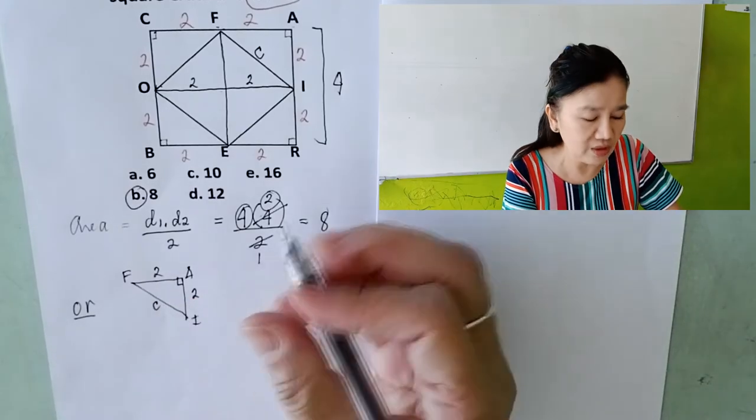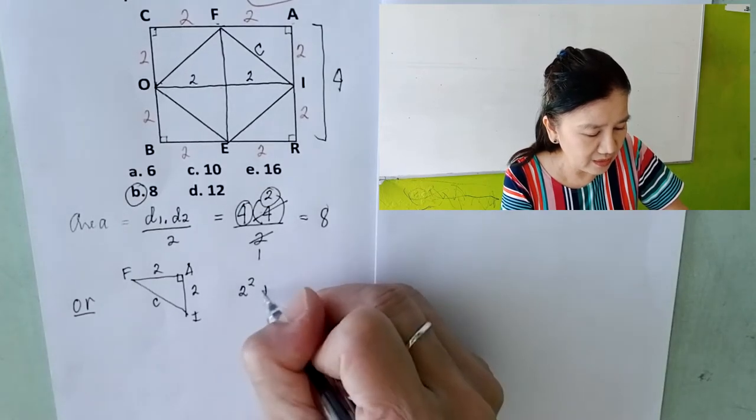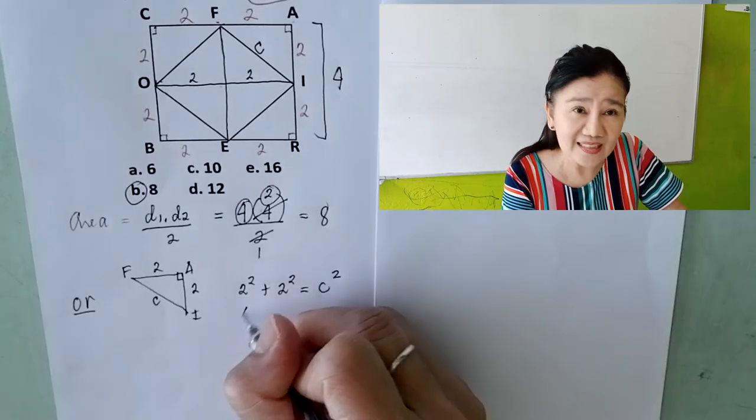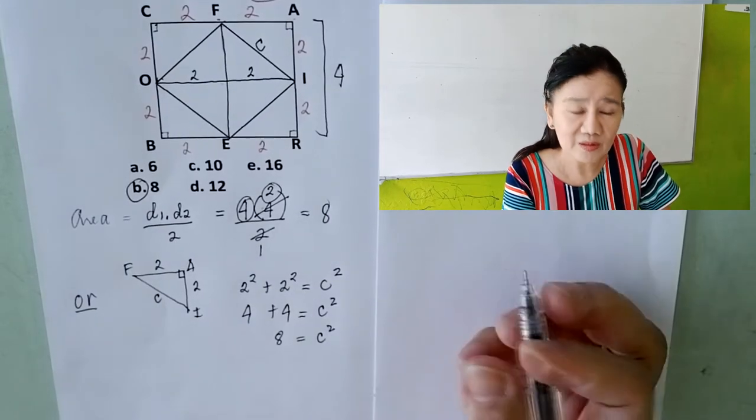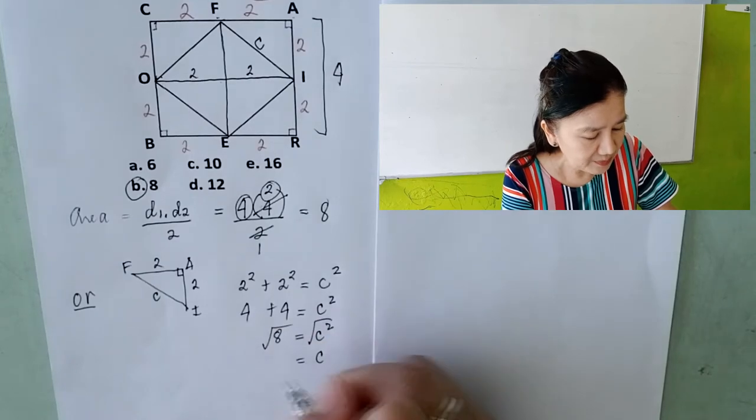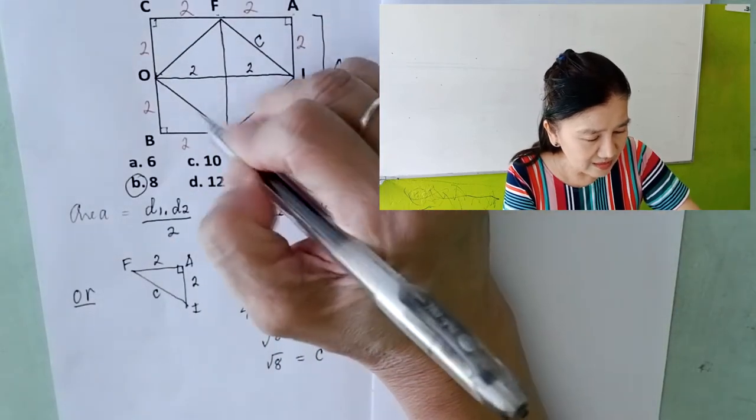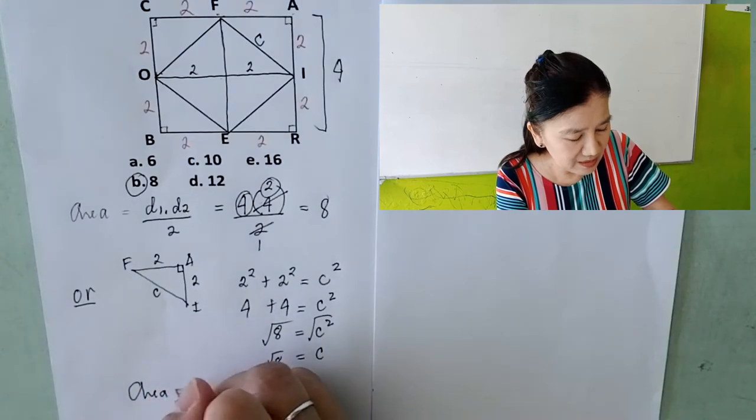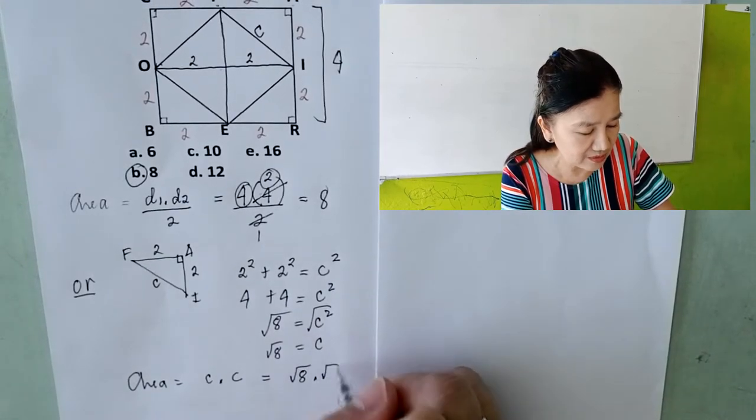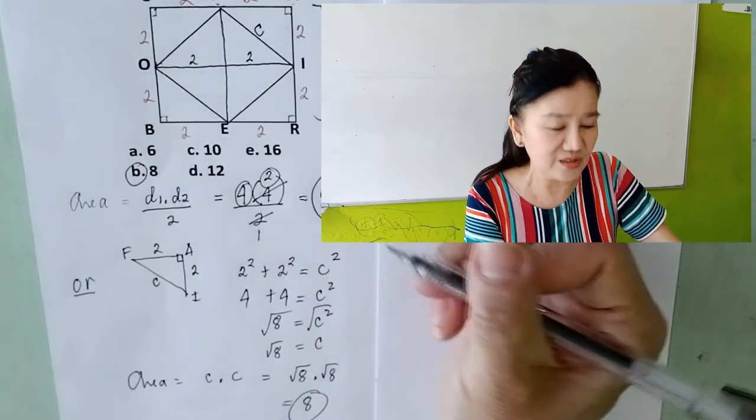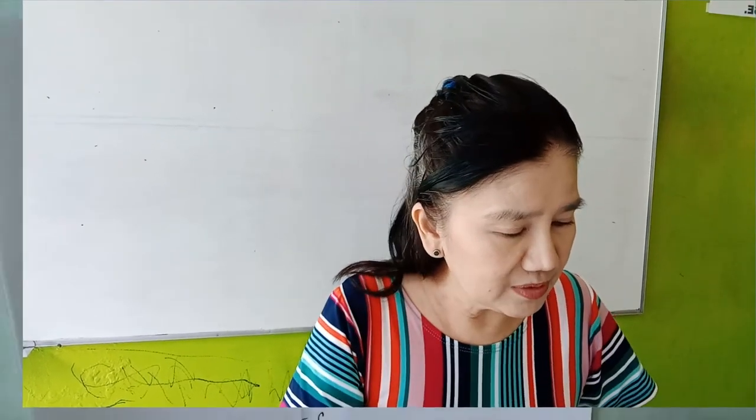How do we solve for small c here? You use the Pythagorean theorem. So we have 2 squared plus 2 squared equals c squared. This is 4 plus 4 equals c squared. So 8 equals c squared. To solve for c, take the square root of both sides. So c is square root of 8. If c is square root of 8, this would mean that to get the area, you simply multiply c times c, or c squared. So square root of 8 times square root of 8 is 8. You get the same answer as before. So the answer is really letter B, 8.